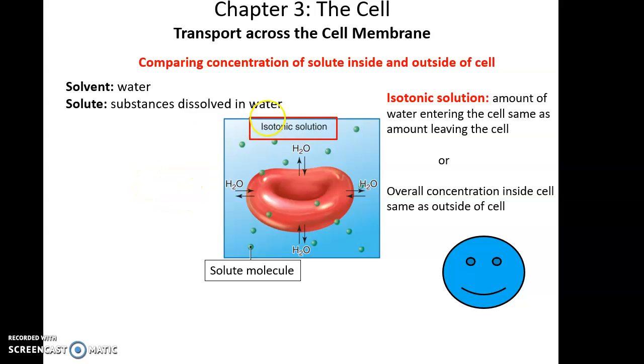So we refer to this as an isotonic solution. The red blood cell is in an isotonic solution. Basically, the concentration of the solution outside of the cell is the same as inside of the cell, so that the amount of water entering the cell is the same as the amount leaving. And of course, cells like this. Cells want to be in an isotonic solution where they are at balance with their environment.